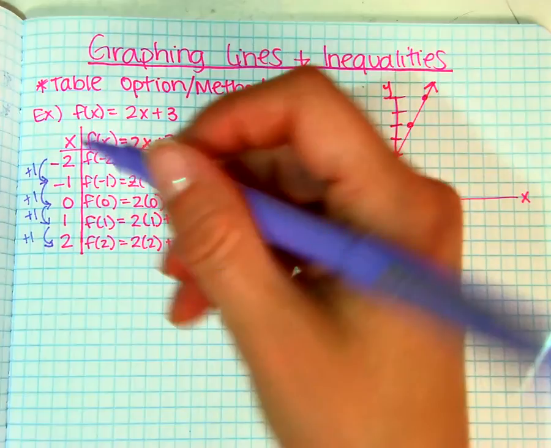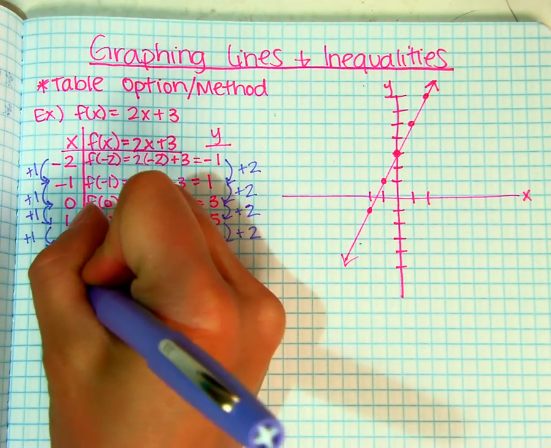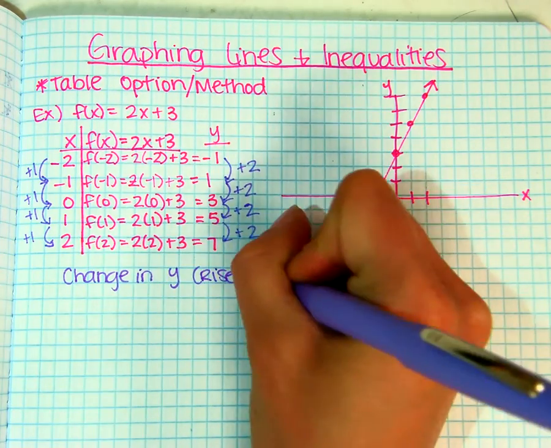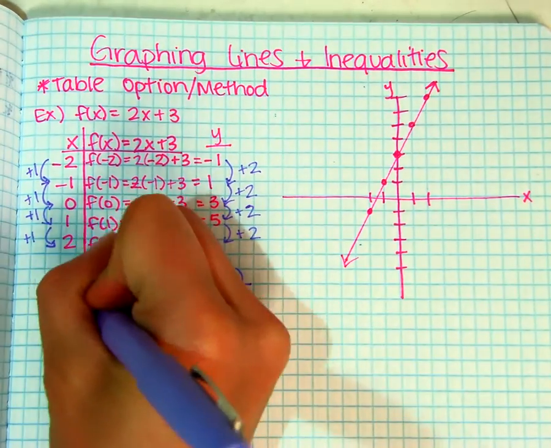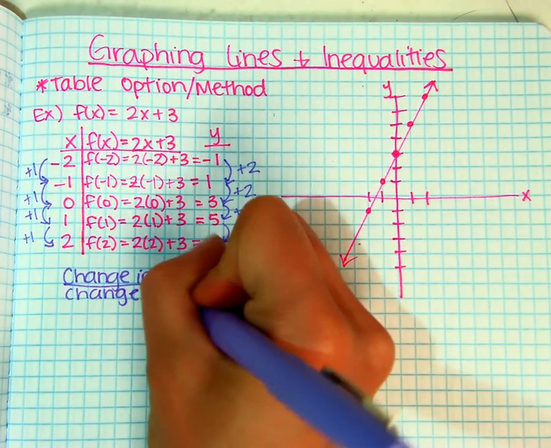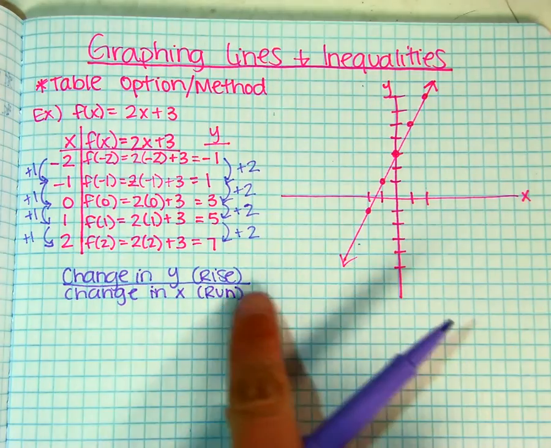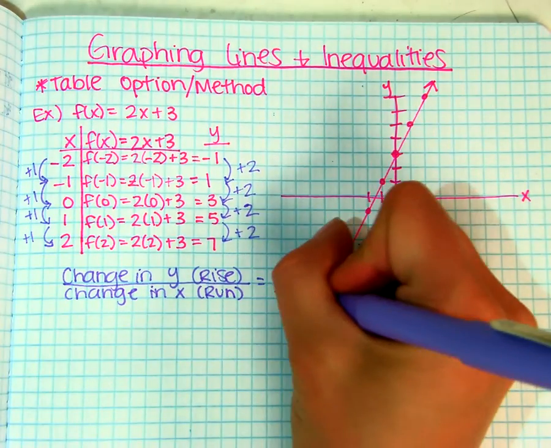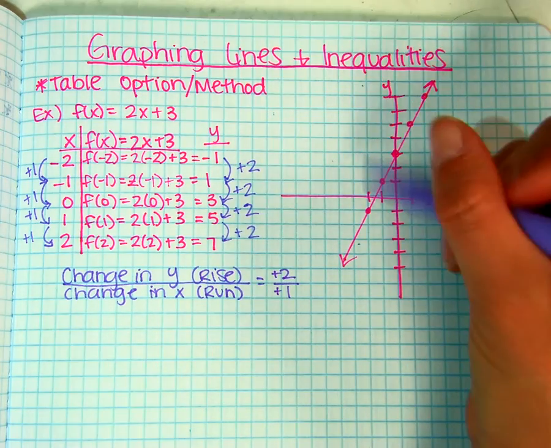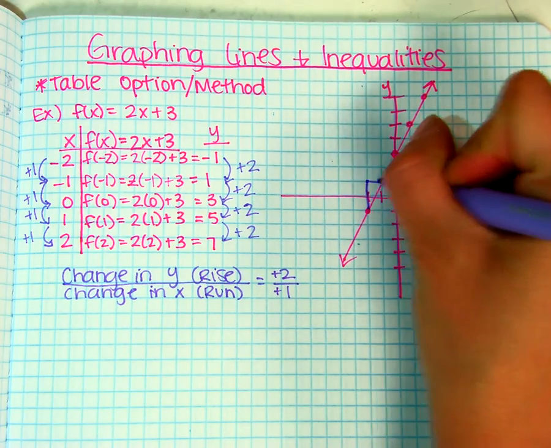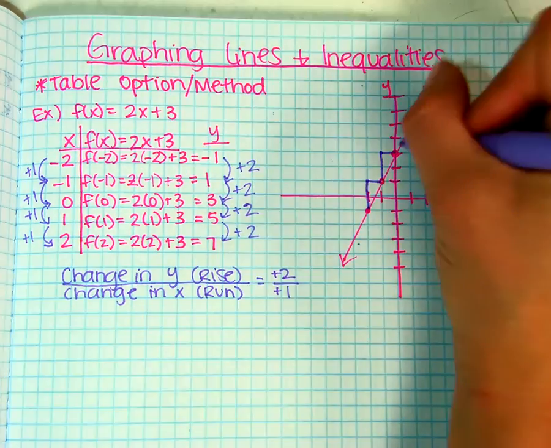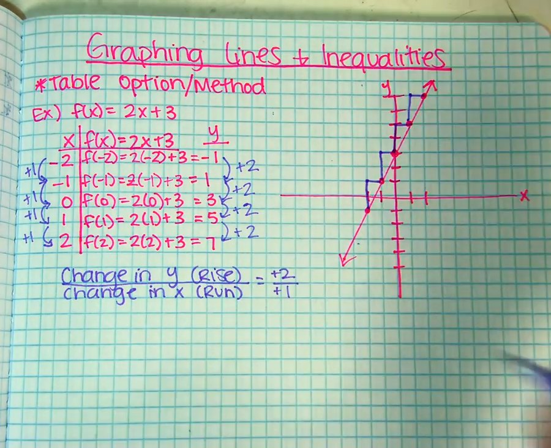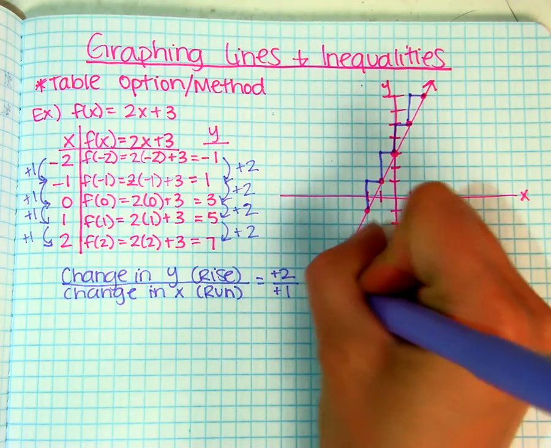So my slope is referred to as the change in y, or the rise, divided by the change in x's. This is referred to as my run. So my rise was 2 every time, and my run was +1 every time. So what that looks like on the graph is if I go from here, I go up 2, right 1, up 2, right 1, up 2, right 1, up 2, right 1. See how it's consistent from each point to the next? That's called the slope.